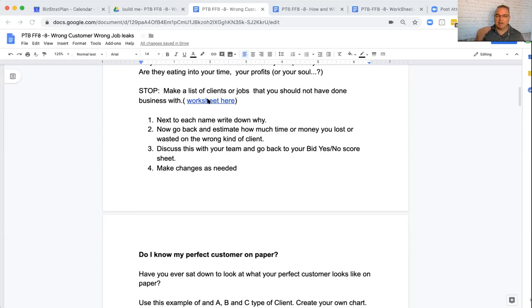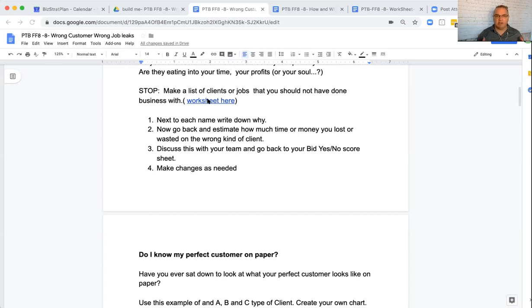And then write down why. Why should you not have done work with that person? And now go back and think about, estimate, right? We're all good at estimating here. Estimate how much time or money you lost, or what was the impact to the company of that wrong client. It can be pretty heavy, right? And then talk about it with your team, and then go back again to the bid yes-no score sheet that we made and see if you need to update that again for your rules, right?